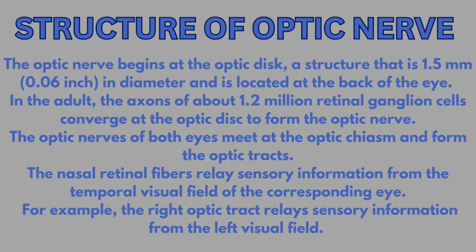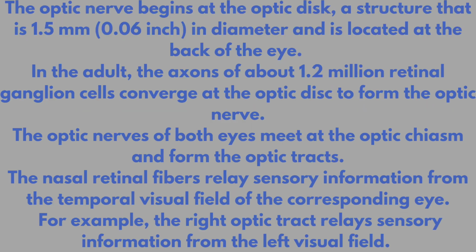The optic nerve begins at the optic disc, a structure that is 1.5 mm, 0.06 inch, in diameter and is located at the back of the eye. In the adult, the axons of about 1.2 million retinal ganglion cells converge at the optic disc to form the optic nerve. The optic nerves of both eyes meet at the optic chiasm and form the optic tracts.